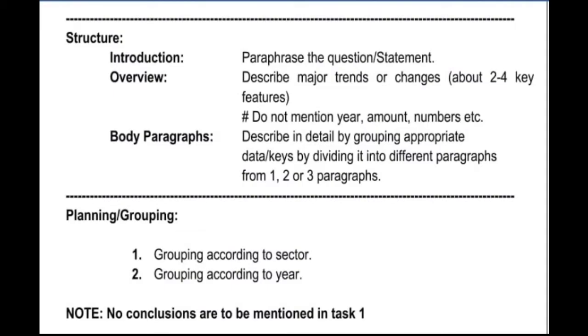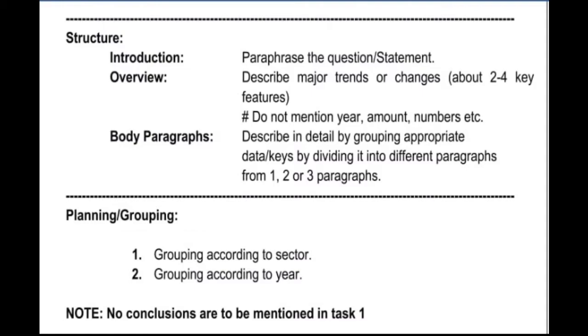Next is our overview. In your overview, you will be describing major trends or changes about 2 to 4 key features. Please remember not to mention any years, amounts, numbers, figures, etc. in your overview. So anything that you define should be in words. So if you want to mention 8 contributing sectors, write 8 as EIGHT. Do not write 8 as a figure in your answer.